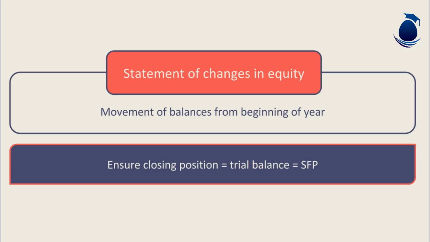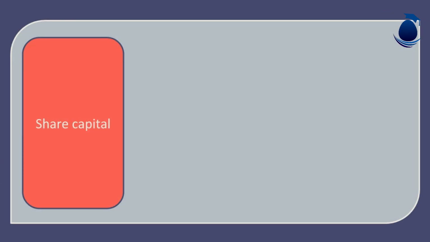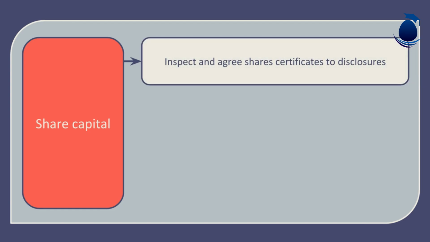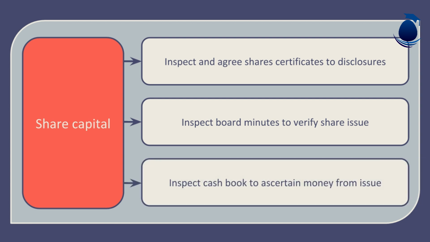To audit share capital, the auditor will need to inspect share certificates or other official documentation and agree to disclosures made in the financial statements. Inspect board minutes for evidence of a share issue. And inspect the cash book for evidence of money coming in from a share issue.